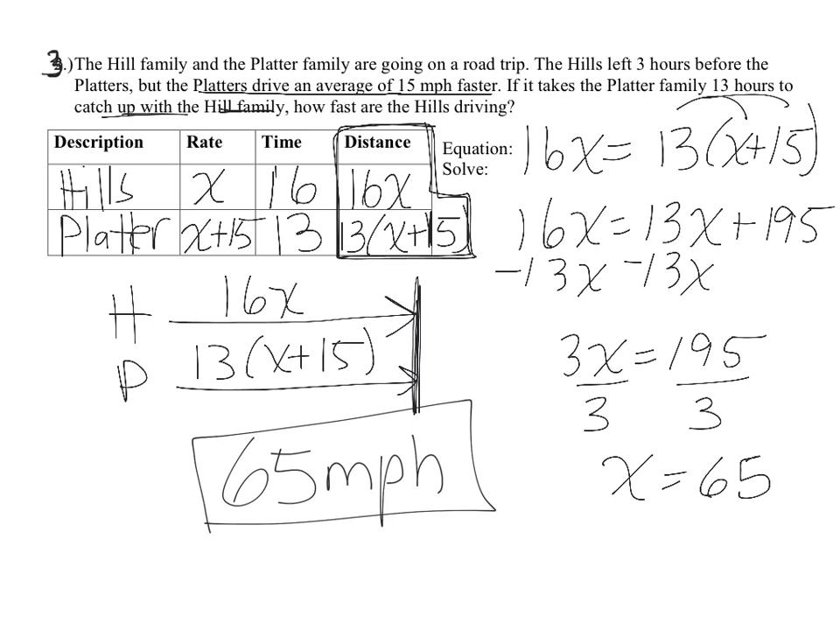Now, I could ask you several questions. If I asked you how fast were the platters driving, well, the platters are being represented by x plus 15. So you'd put 65 here. You just add 65 and 15, right? If I asked you how far they traveled, well, you would plug in the 65 for x in here and do 16 times 65, and you get the same thing if you plugged in 65 here because their distances are the same because they're going the same direction and they meet up.